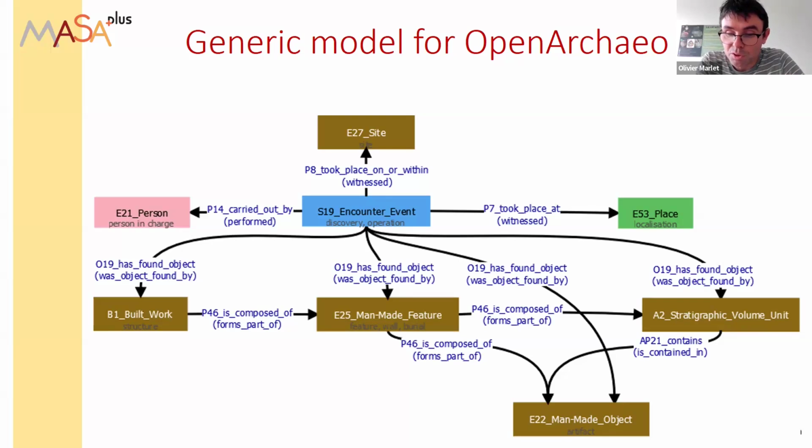In this simplified version of the generic model, you can see the main concepts used in CIDOC. Most are taken from CRM base, but we also use encounter event from CRM Science for discoveries or operations, stratigraphic unit from CRM Archaeo, and built work from CRMba.